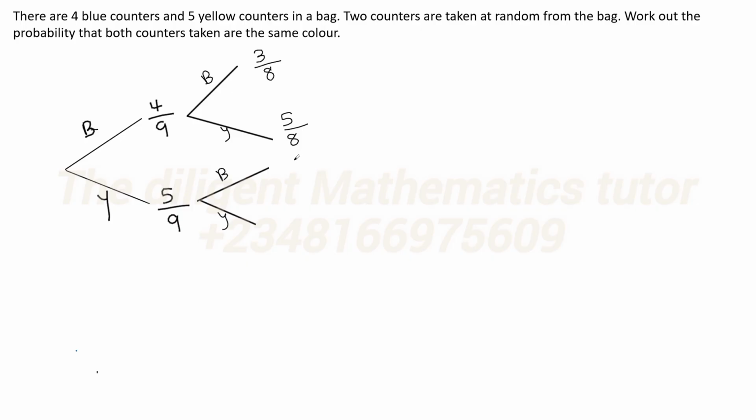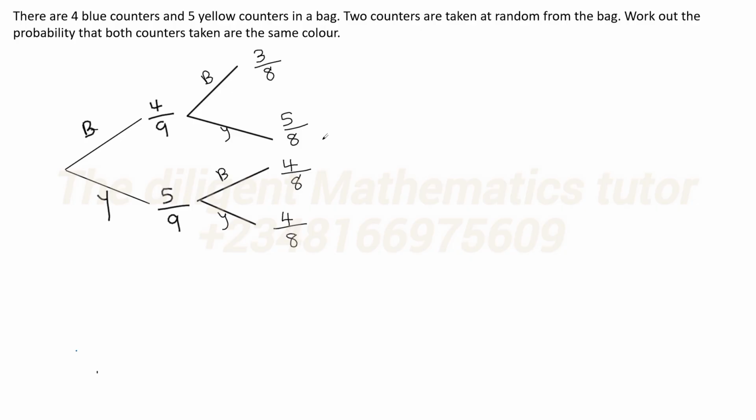So we've not picked any blue ball. The blue balls are still complete, but the total number of balls has reduced. The second one, the yellow balls are not complete again. The first one you picked was yellow. So we now have 4 yellow balls, and also the total number of balls has reduced.